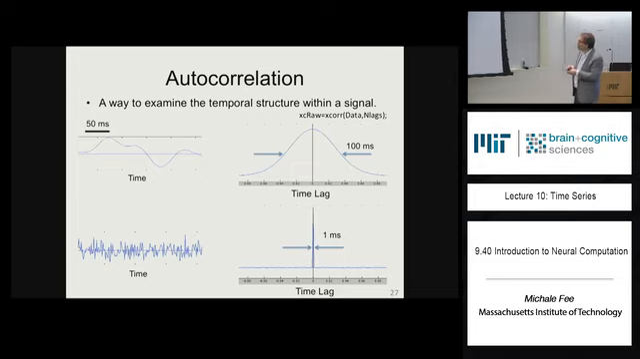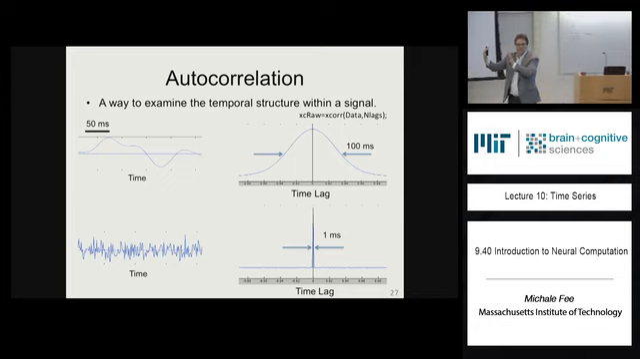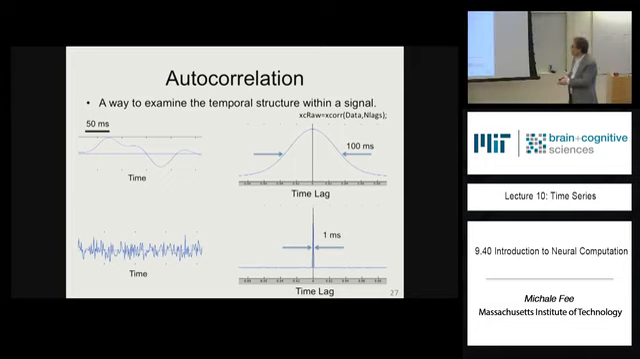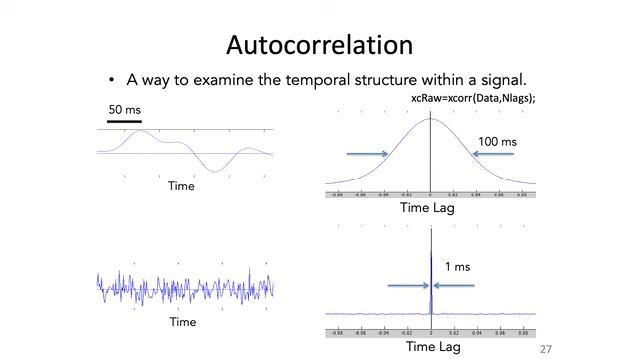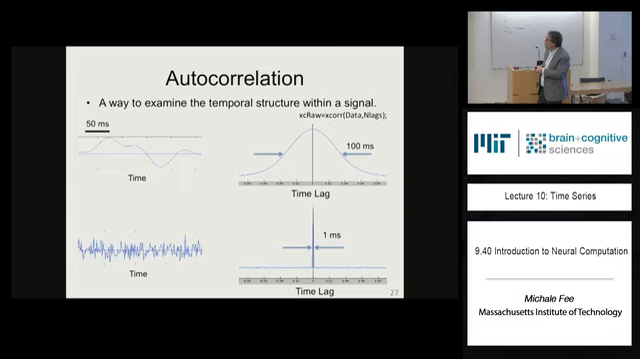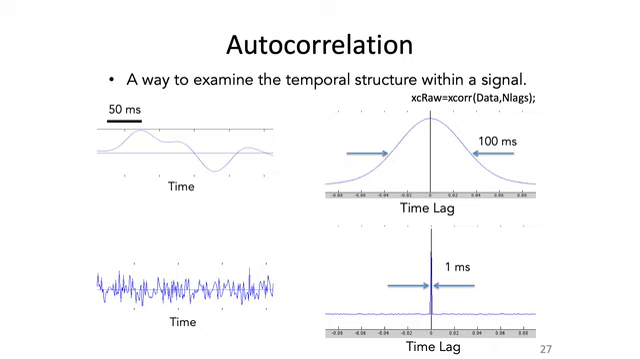You can see both of these are just noise, but I've smoothed this one. I've low-pass filtered this with a 50 millisecond wide kernel to give very slowly varying structure. This one I smoothed with a very narrow kernel to leave fast fluctuations, and you can see that the autocorrelation shows that the width of smoothing of this signal is very narrow, and the width of the smoothing for this signal was broad. In fact, this signal looks like noise that's been convolved with this, and this signal looks like noise that's been convolved with that.